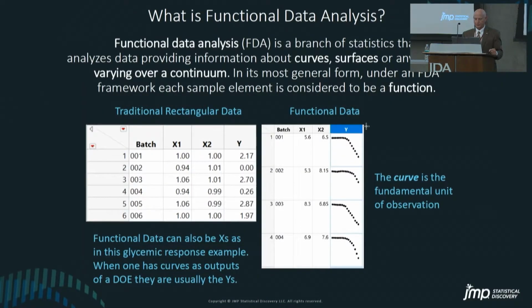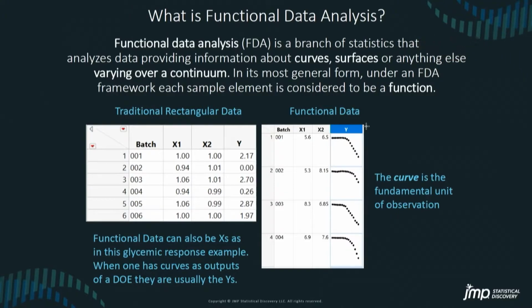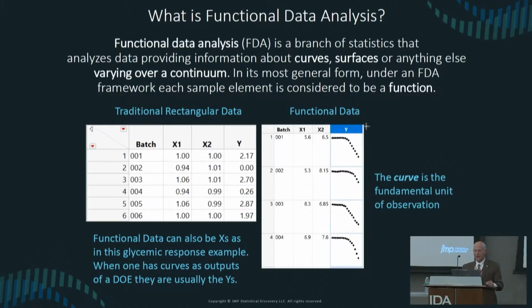Okay. So again, what is functional data analysis? It's a branch of statistics where we analyze data providing information about curves, surfaces, or anything else varying over a continuum. In its most general form, under an FDA framework, each sample element is considered to be a function. So really, when you see the dots in the Y column on the functional data on the right, even though those might be discrete measurements, we really think of the curve as our fundamental unit of observation.